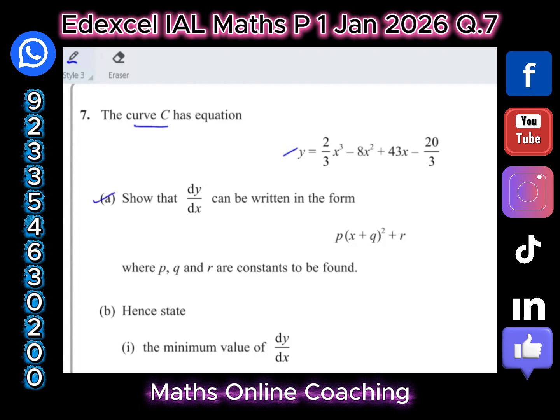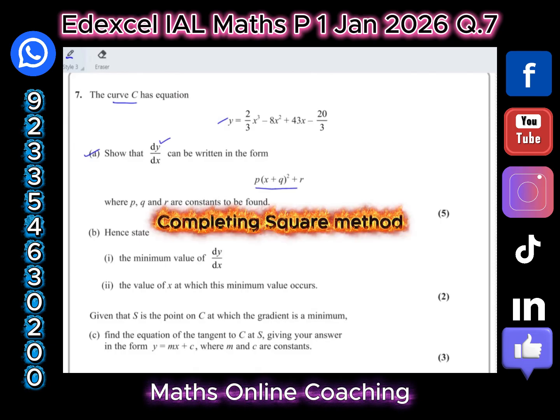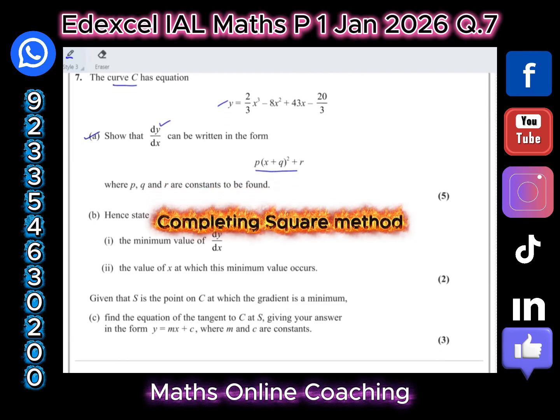Part A. Show that dy/dx can be written in the form p(x plus q) whole squared plus r, where p, q, and r are constants to be found. Here the equation of the curve is given and we have to find the derivative and then convert it into the form p(x plus q) squared plus r by using the method of completing the square. So let us start the solution.